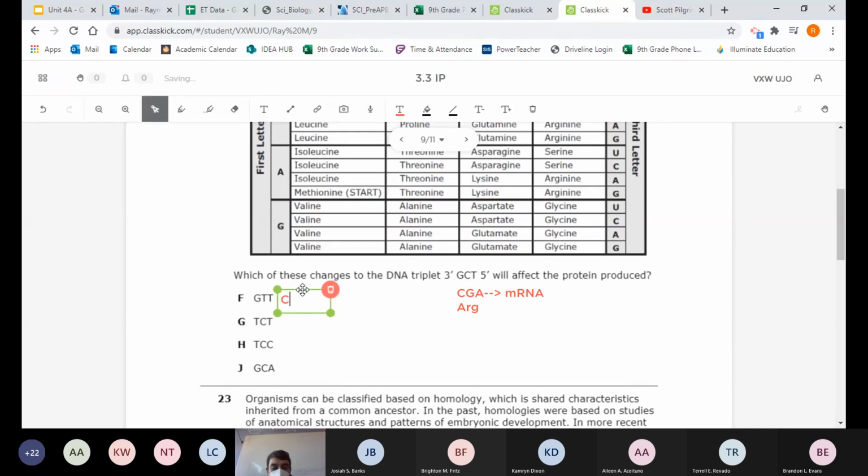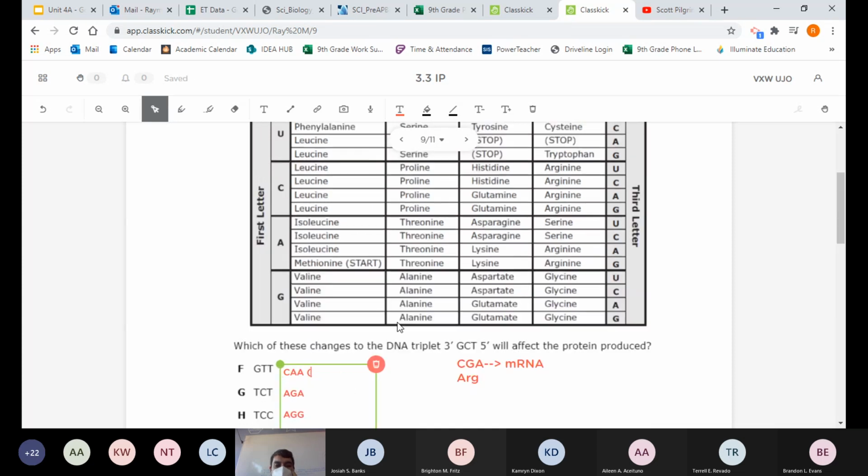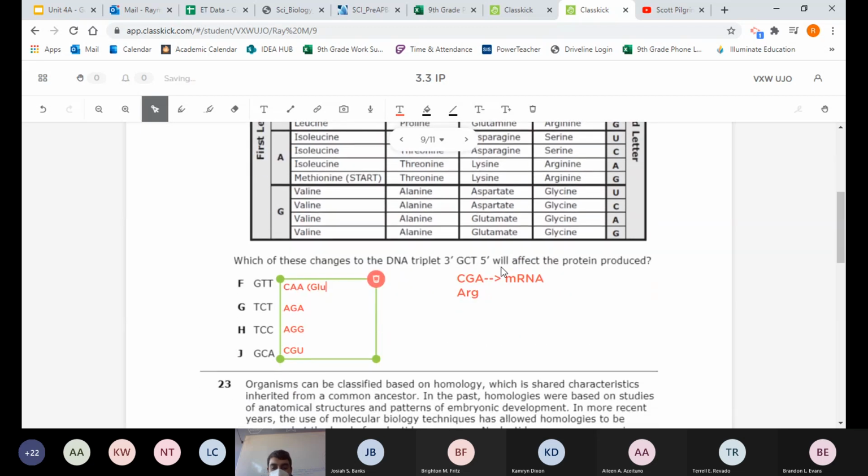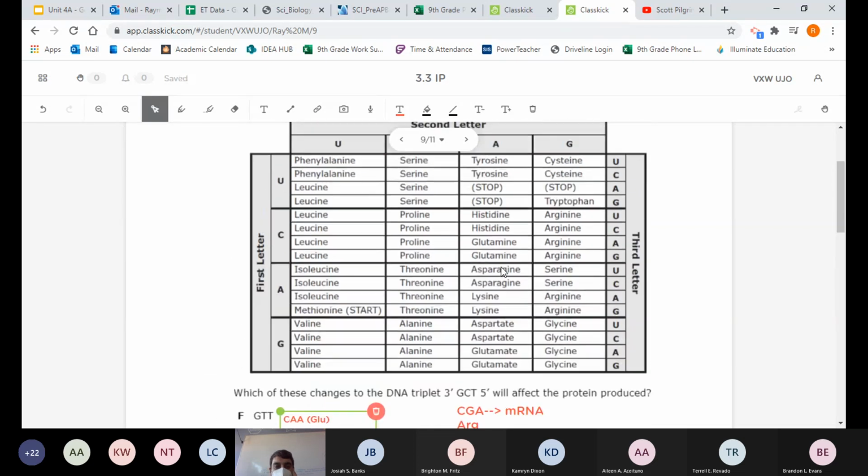So we got to do the same thing here. GTT is going to be CAA. TCT is going to be AGA. TCC is going to be AGG. And GCA is going to be CGU. Let's make it a little bit smaller. That works. Okay, so CAA, that's going to code for glutamine. So you can probably stop there. But just because you want to be sure you're not making any mistakes like your teacher makes sometimes, you go ahead and do the rest.